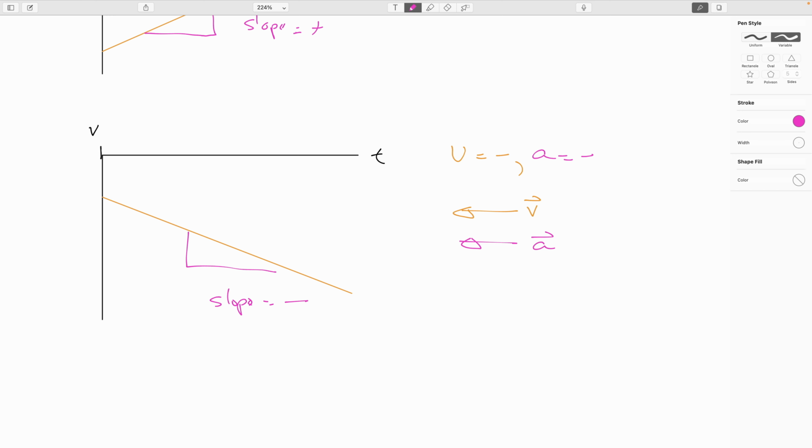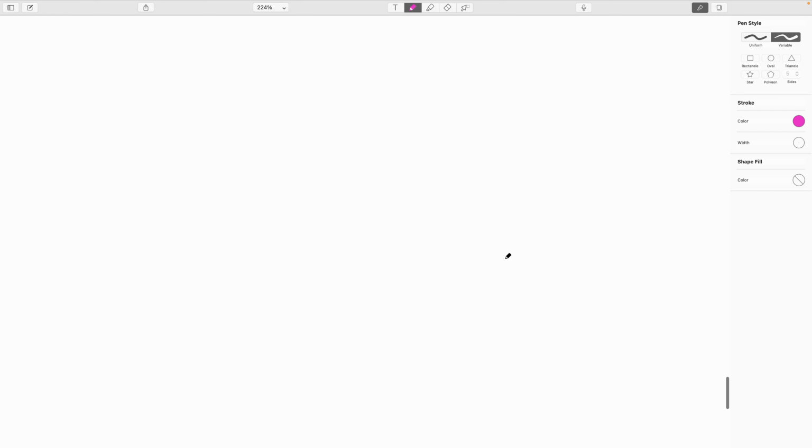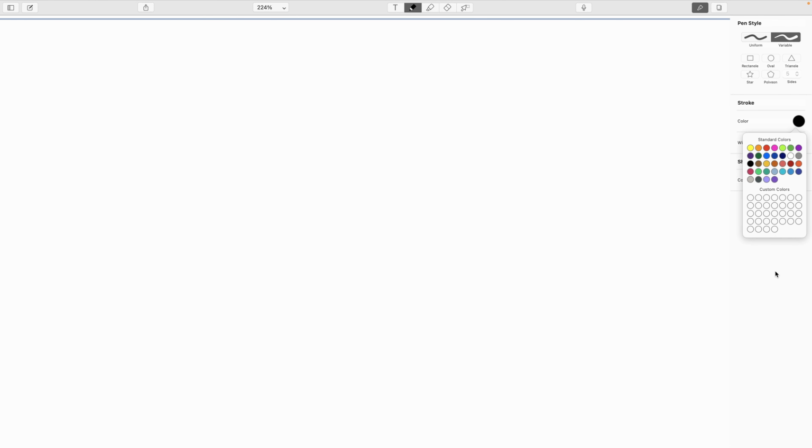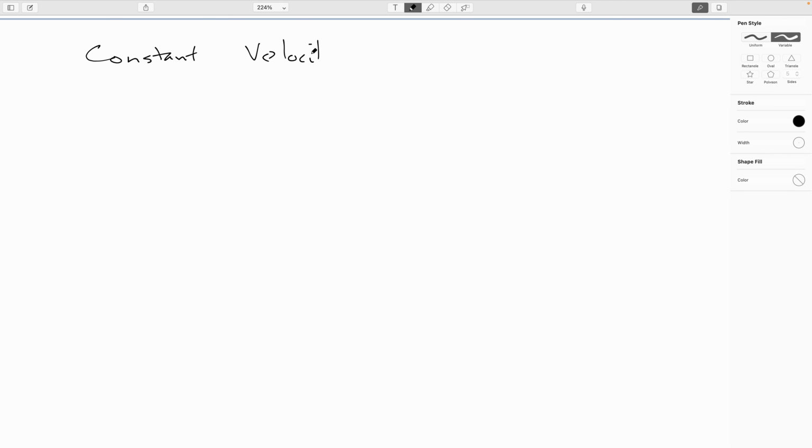Alrighty. So this leads us to a collection of prototype graphs that are very much worth having in your back pocket. The prototype cases that are worth knowing the graphs for are constant velocity and constant acceleration.